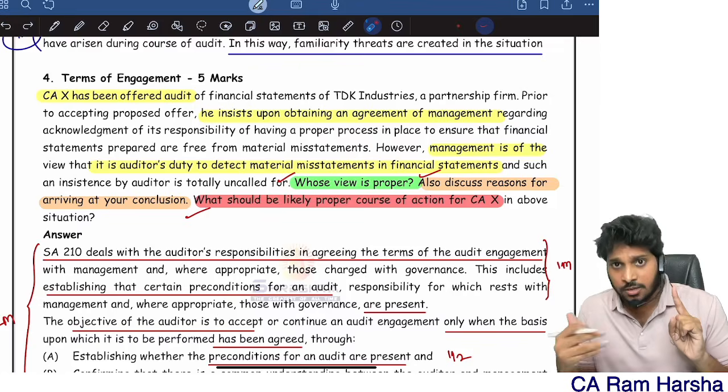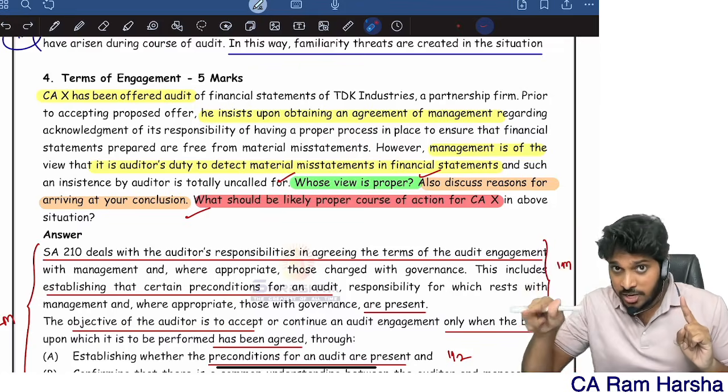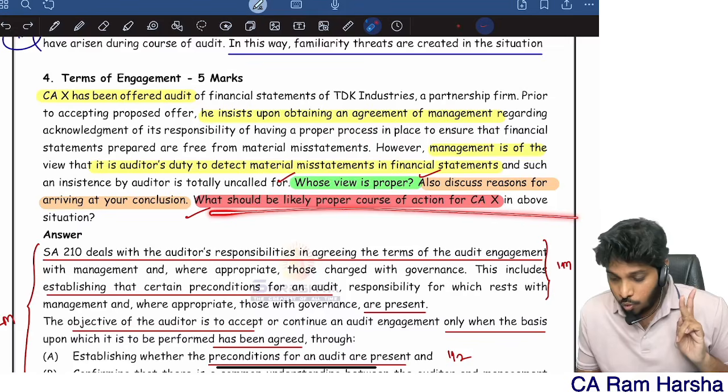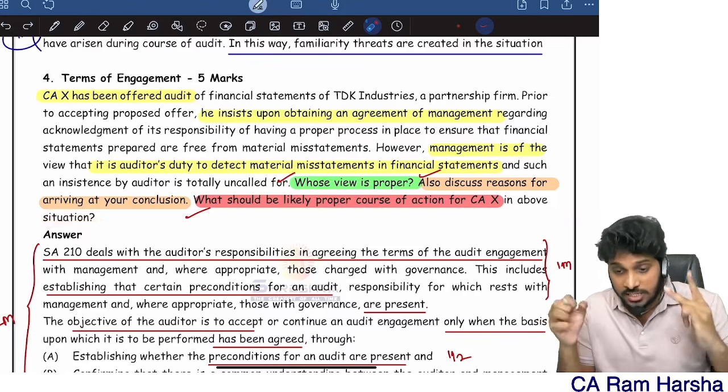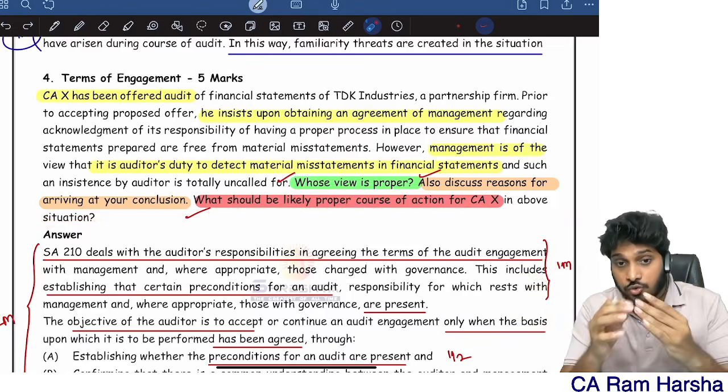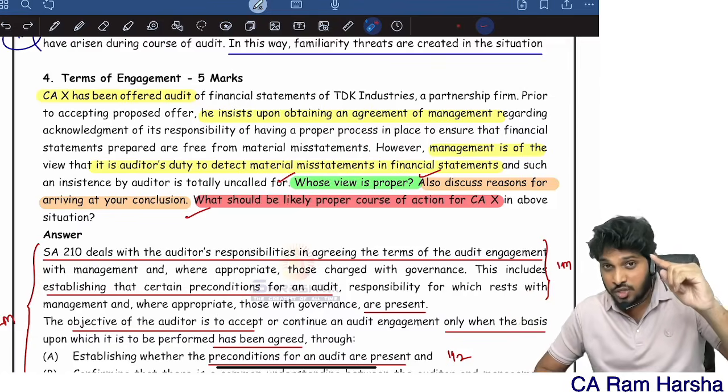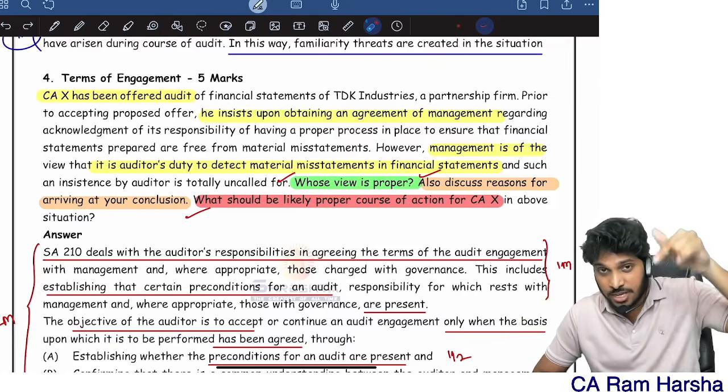So what is the reason? Like whose view is correct, right? For that you need to give analysis, so they are asking for analysis. What should be the course of action? Like what the CA has to do if the management is rejecting? So indirectly they are asking 3 questions. First you should write the provision, then you should write the analysis, then you should write the conclusion.